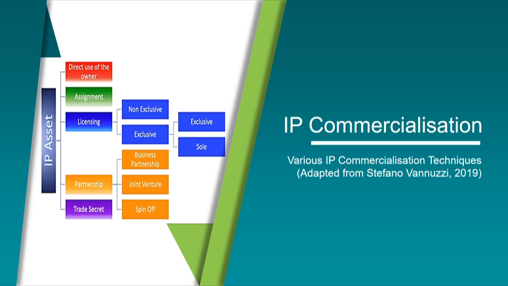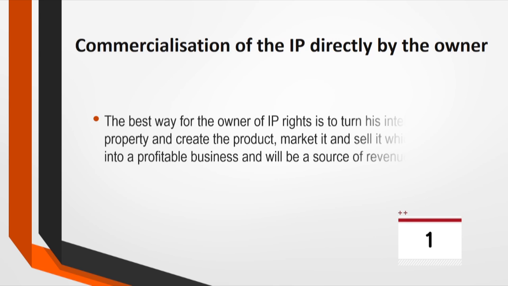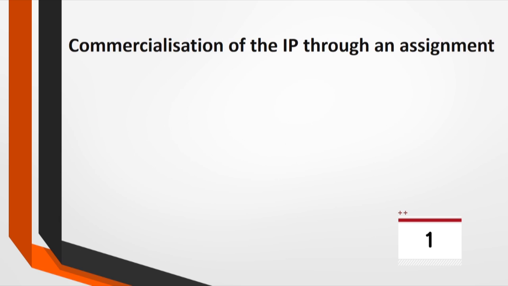So, these are the various techniques by which an IP can be commercialized. Now, we will try to understand these different techniques. First is commercialization of the IP directly by the owner. The best way for the owner of IP rights is to turn his intellectual property into a product, market it and sell it, which will turn into a profitable business and will be a source of revenue.